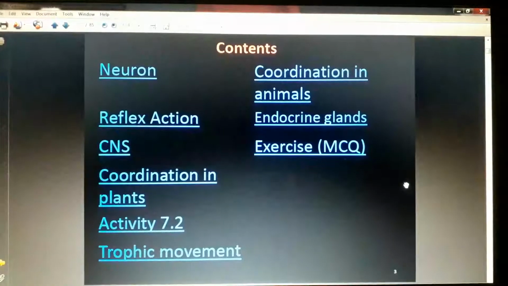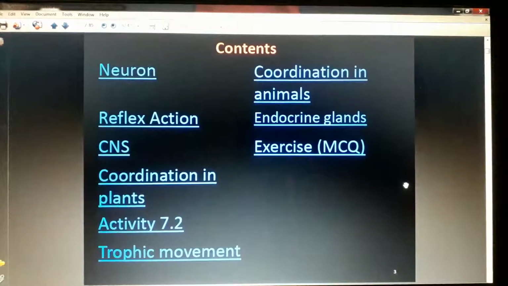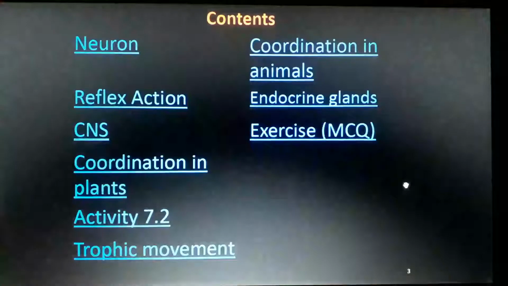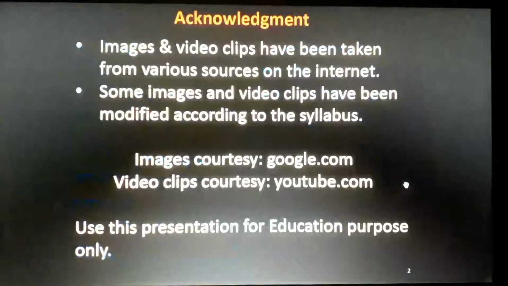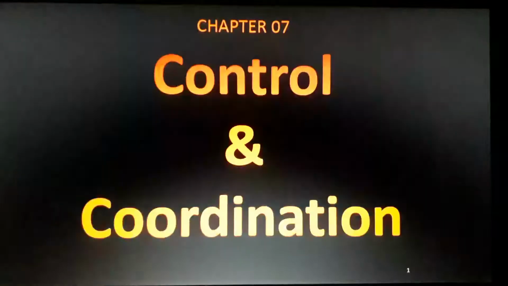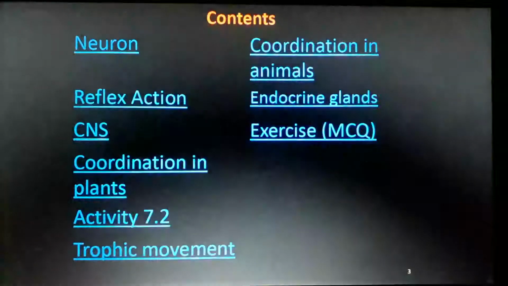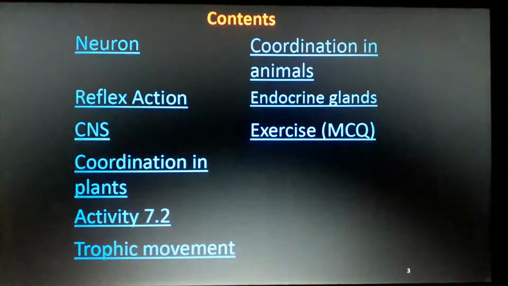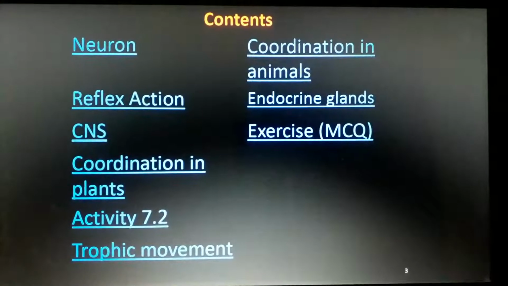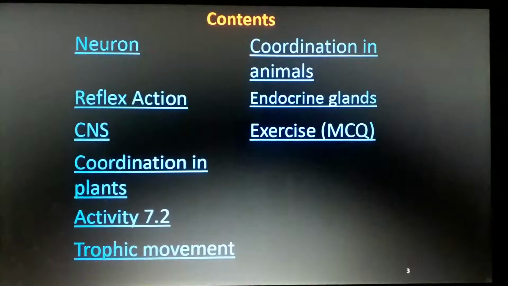So this is the chapter, and the name is, where is the name? Where is the full screen? Okay, now it's full screen. Acknowledgement and all, no need to study. Control and Coordination, let's start. These are the things we will study in this chapter. Anyway, one of the main things is neuron and brain.